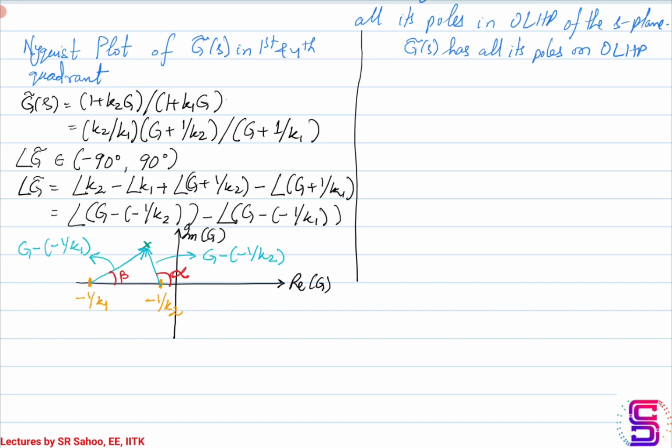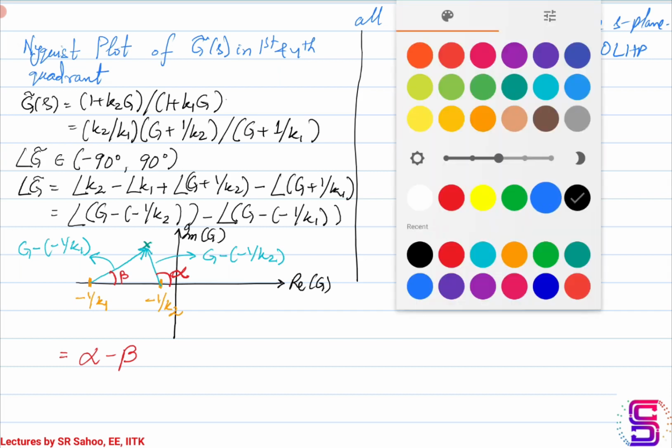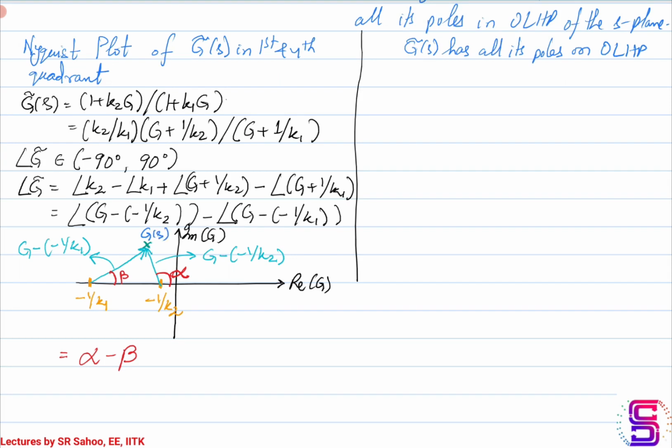Okay. So, if you want to find the angle of G tilde, then G tilde is nothing but equal to alpha minus beta. But if you notice in the figure, we have a triangle formed by the points minus 1 by k1, minus 1 by k2 and this G of s for a particular s. Okay. So, alpha being the exterior angle of the triangle and beta being the interior angle of the triangle as shown, what alpha minus beta denotes is essentially this angle. This angle is alpha minus beta.